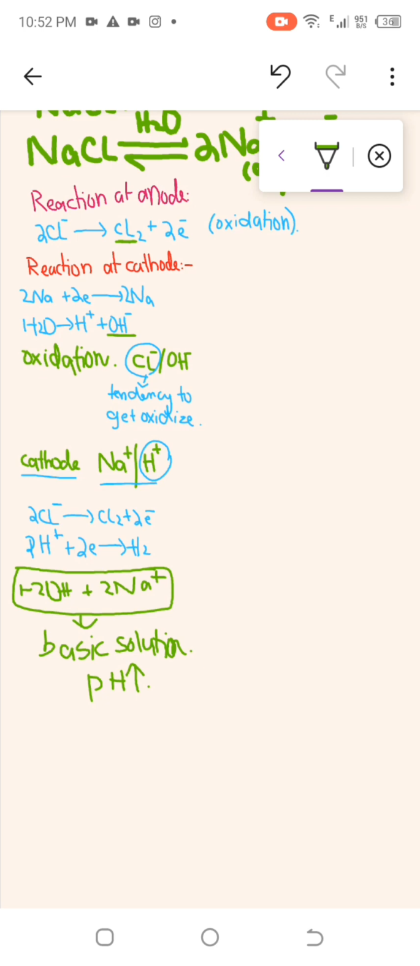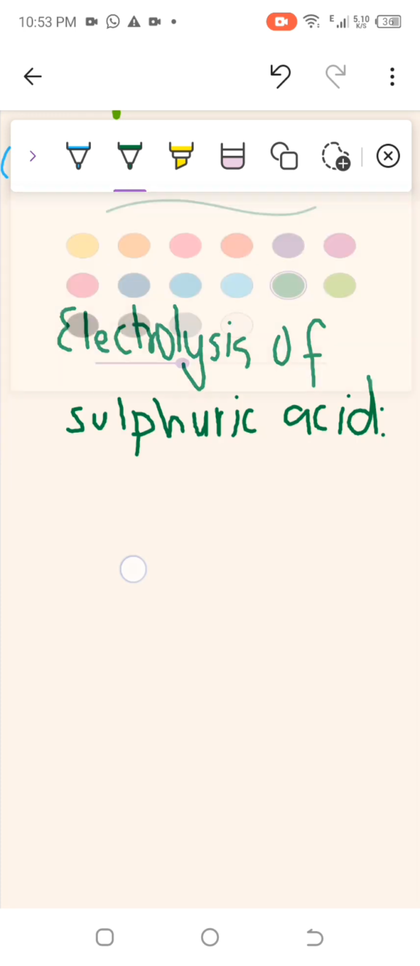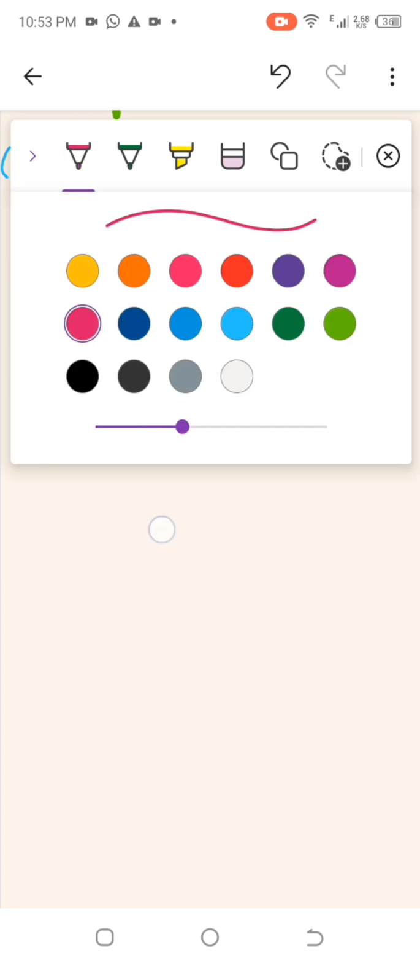Now we are going with another example of the aqueous state, right? So another example is the electrolysis of sulfuric acid. अब हम क्या करेंगे? हम sulfuric acid की electrolysis करेंगे, right? So let me write here electrolysis of sulfuric acid. सल्फ्यूरिक एसिड.